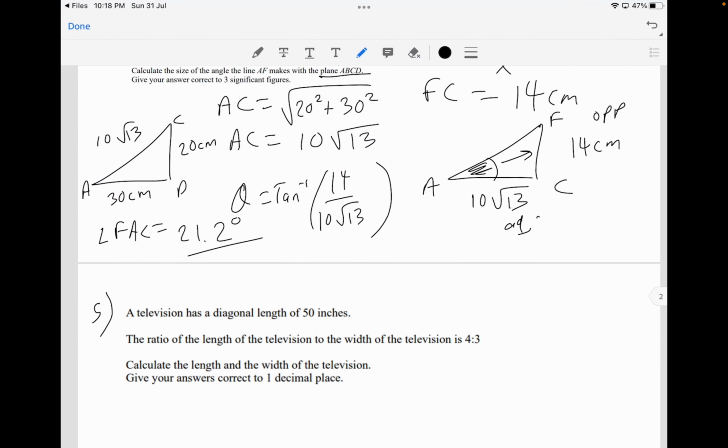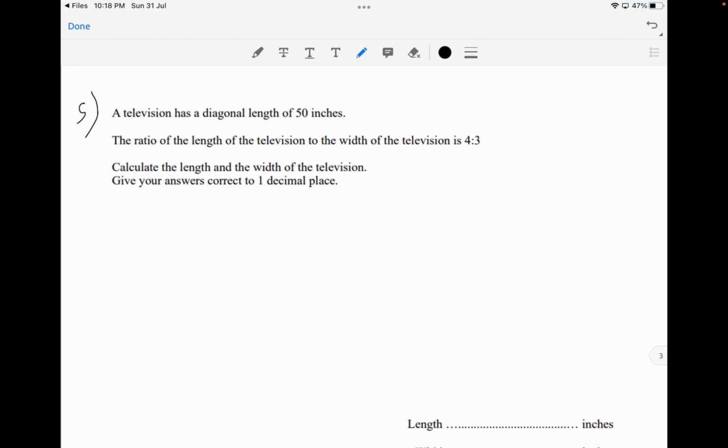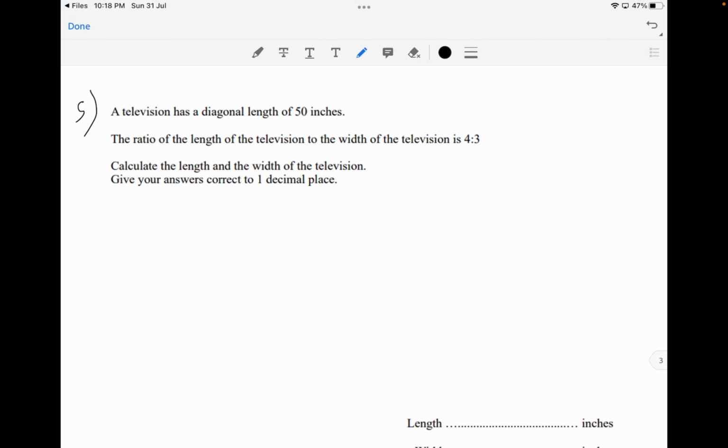Alright, let's move on to the last question. Now the last question is kind of not part of 3D-Pythagoras and trigonometry, but it's kind of involving a bit of Pythagoras theorem. So this is giving us the concept idea of what Pythagoras is. So you have a television which has a diagonal length of about 50 inches. So we're going to analyze this.